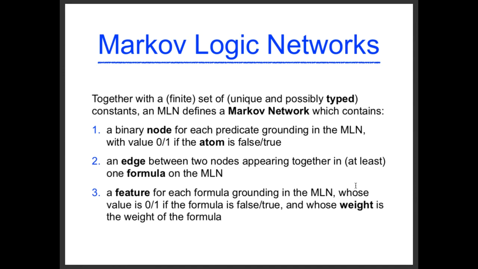Okay, and then you have an edge between two nodes which appear together in at least one formula. Okay, and then you have a feature for each formula grounding in the Markov logic network, whose value is, again, 0 or 1 if the formula is false or true, and whose weight is the weight of the formula, okay?